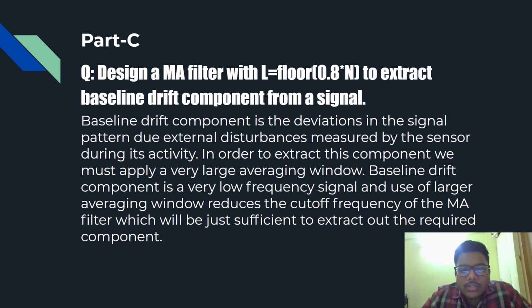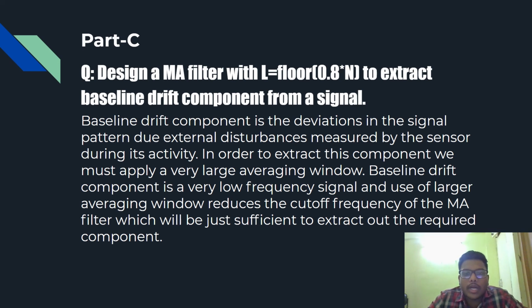In general, the PPG signal consists of the pure PPG signal plus baseline drift signal plus noise. This noise will be high frequency noise, and the baseline drift is not noise, but we can extract this baseline drift by increasing the number of samples. So here we will be taking 800 samples as the value of L.